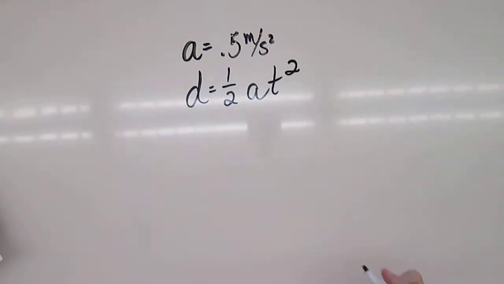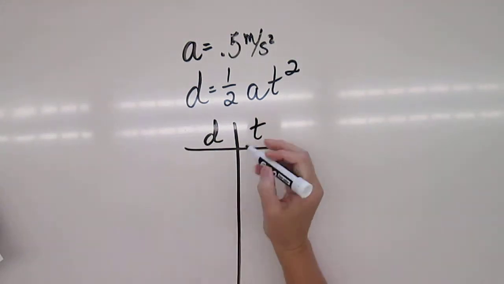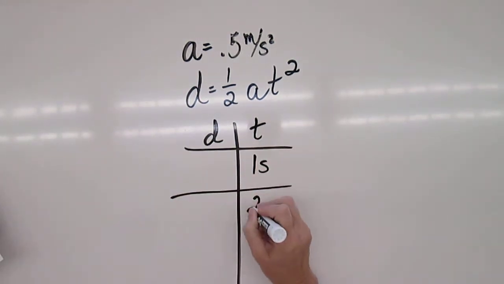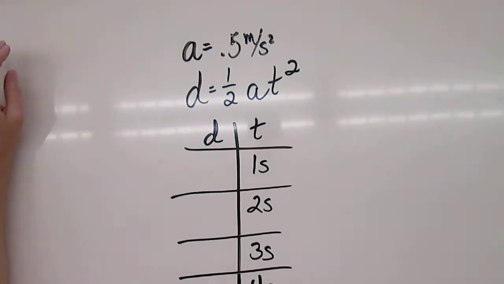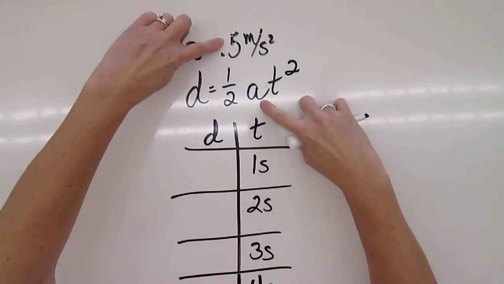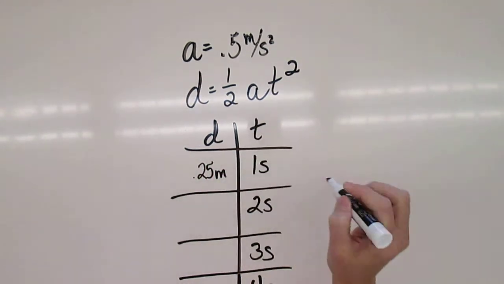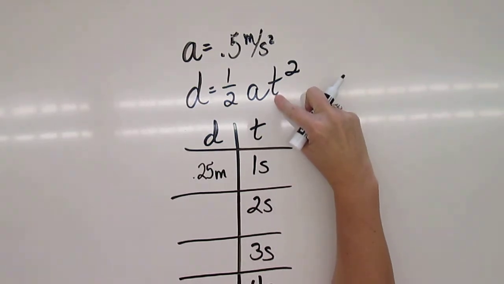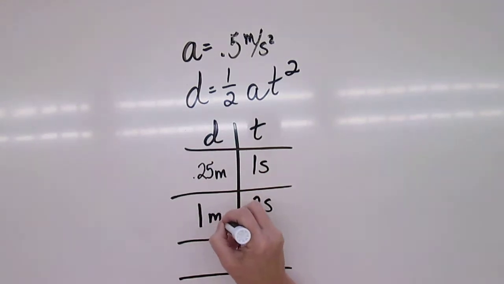Again, we're going to pick some arbitrary points. We're going to create our table. We've got distance and time. We're going to start out with 1 second, 2 seconds, 3 seconds, and finish up with 4 seconds. So 1/2 AT squared. 1 second squared gives us 1, times 0.5 gives us 1/2, times another half gives us 0.25 meters. Plugging in 2, 2 squared is 4, times 0.5 is 2, times 1/2 again is 1 meter.